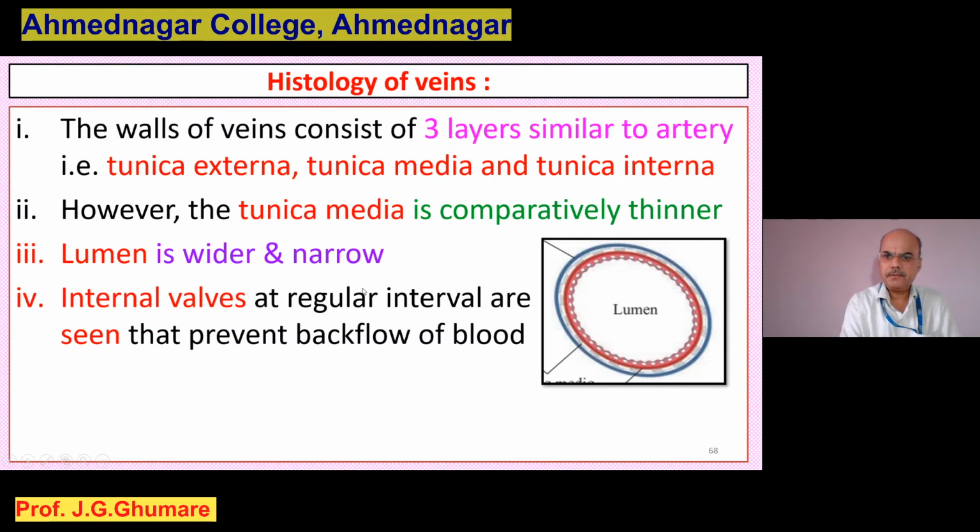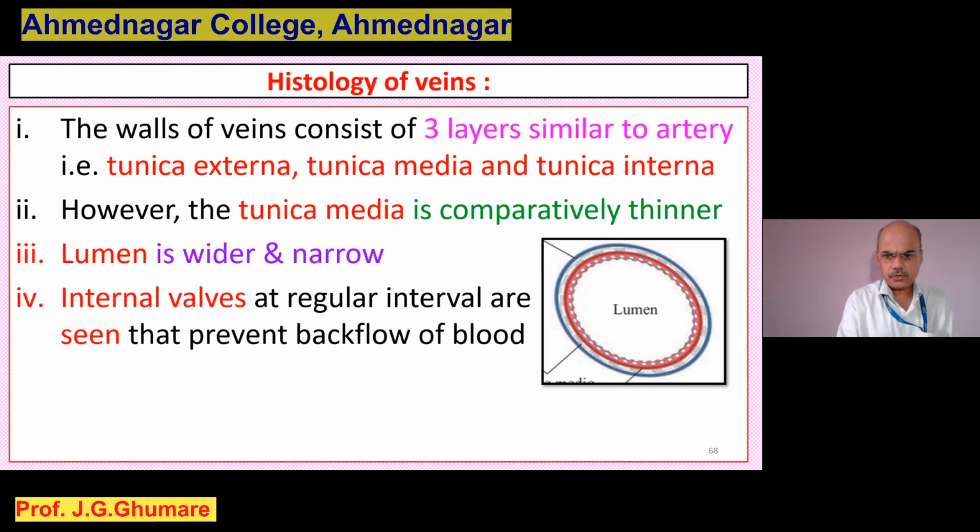Wall of a vein is made up of three layers similar to the artery: tunica externa, media, and interna. Externa will be similar here, that is made up of collagen fiber. This is for protection, toughness that they will give. Media will be made up of again smooth muscle and elastic fiber, but this time it will be thin as compared to the artery. And tunica interna will be again similar, made up of a single layer of those endothelial cells. And because of the minimum thickness of media, total thickness of a vein will be minimum. And that way the lumen will be larger as compared to the artery.